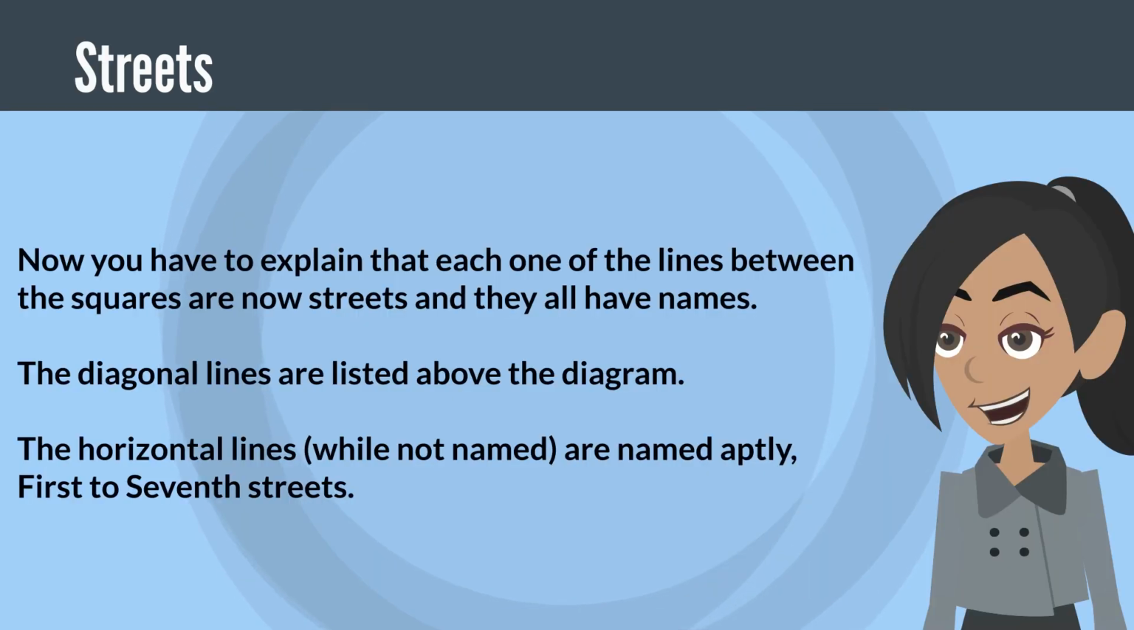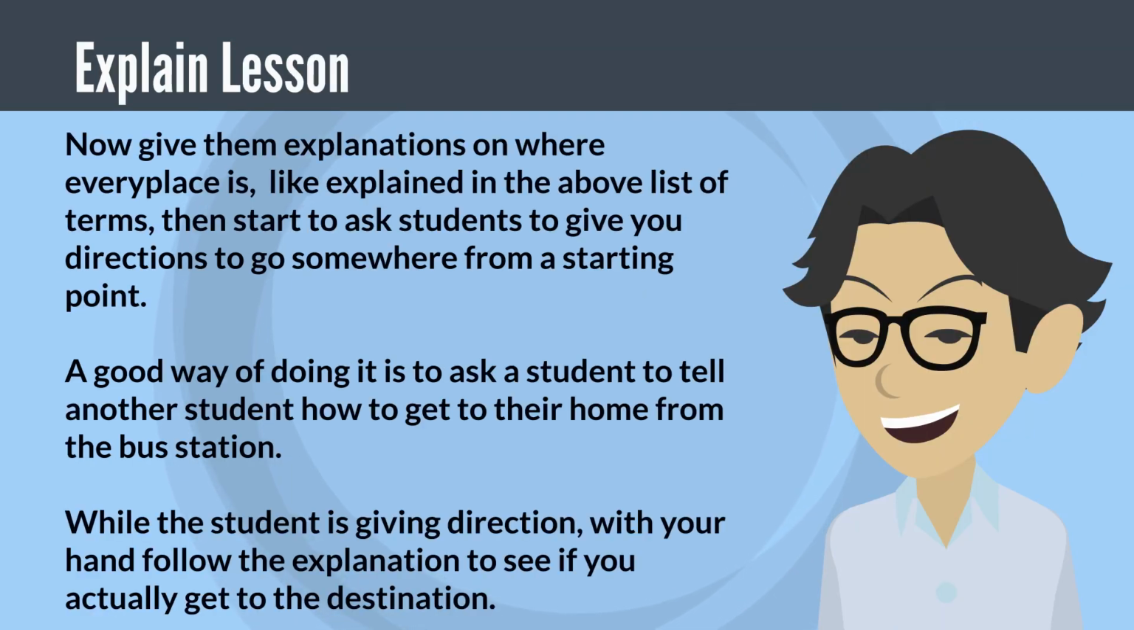Now you have to explain that each one of the lines between the squares are now streets and they all have names. The diagonal lines are listed above the diagram. The horizontal lines, while not named, are named aptly, 1st to 7th streets. Now give them explanations on where every place is, like explained in the above list of terms, then start to ask students to give you directions to go somewhere from a starting point.